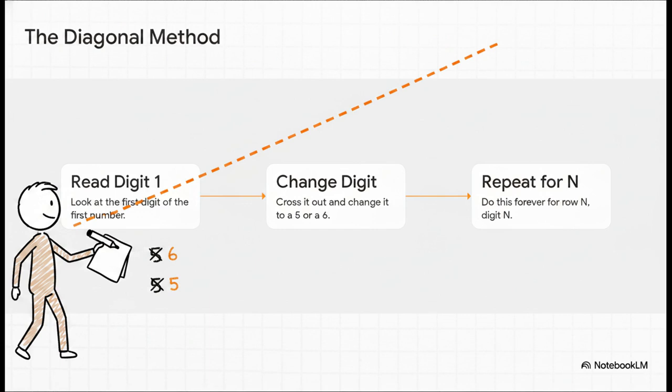So imagine a second stick figure walks in holding just a simple square napkin. They're going to test your complete list with a ridiculously simple physical act. They draw a diagonal line down your infinite scroll. Then they take the very first digit of your very first number, write it on the napkin, and deliberately change it. If it's a 5, they cross it out and make it a 6. If it's anything else, they make it a 5. Second row, second digit, changed. Third row, third digit, changed. They do this forever, building a completely brand new number right there on the napkin.